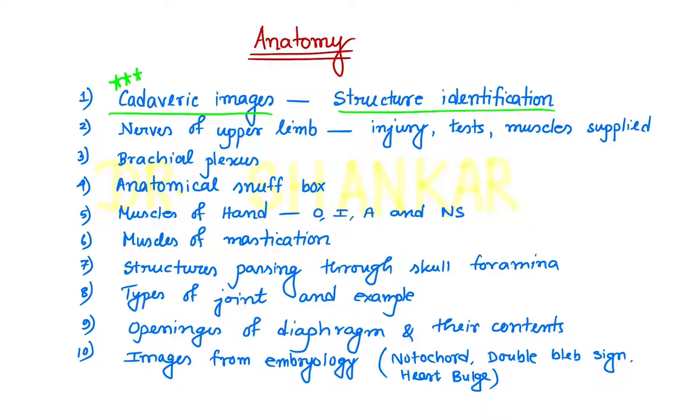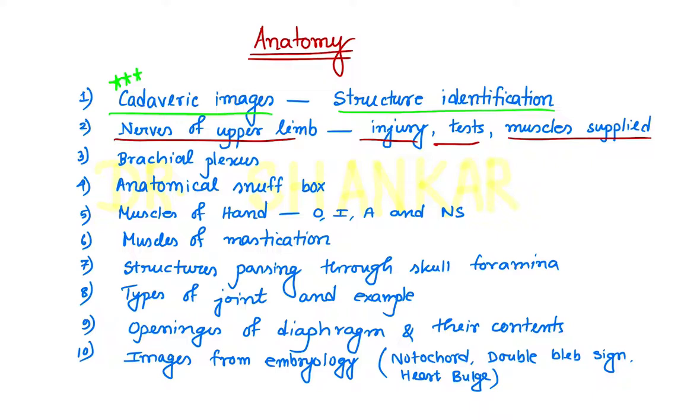Next, nerves of the upper limb. So nerves of the upper limb, their injury, test and muscle supply, nerves like median nerve, ulnar nerve, radial nerve, common peroneal nerve, femoral nerve. So the nerve, their origin, the muscles supplied by them, sensory supply, their injury at various levels, and tests performed to detect their function are very important.